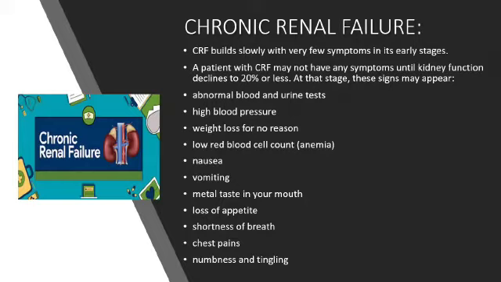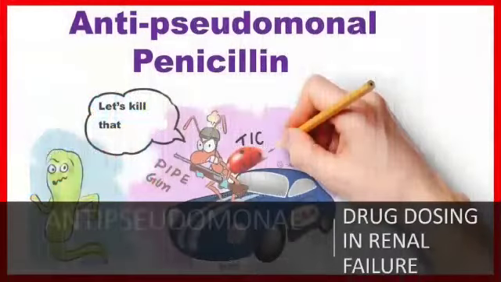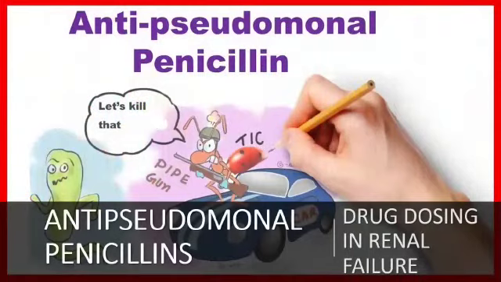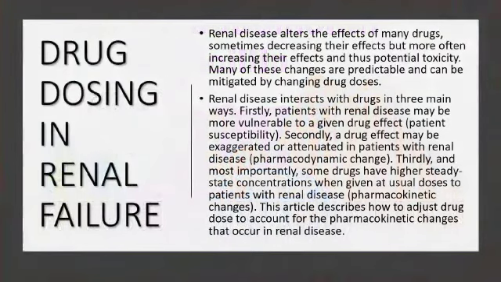Now discussing the drug dosing in renal failure. By discussing that, we are discussing anti-pseudomonal penicillins directly. So, drug dosing in renal failure: renal disease alters the effect of many drugs, sometimes by decreasing their effects, but more often increasing their effect, and thus potential toxicity. By increasing their effect, they increase the toxicity level. Many of these changes are predictable and can be managed by changing drug doses.